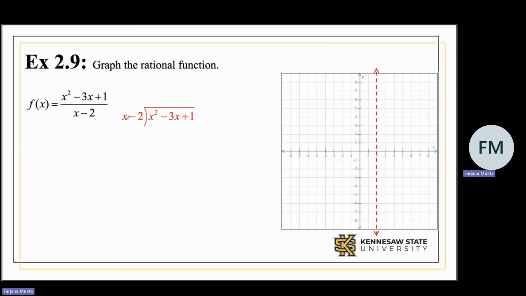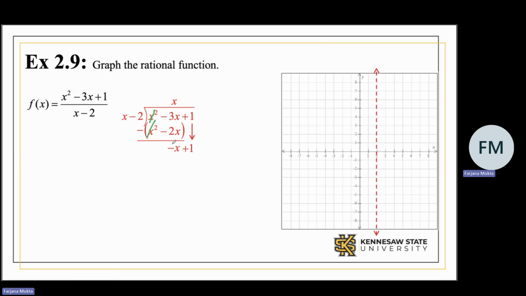What do we multiply with x to get x squared? x. If we multiply by x, we'll get x squared minus 2x. Then we'll subtract, the x squared will get cancelled. And here we'll have positive 2x. On the top, we have negative 3x. So we'll have negative x down here. And we'll take this 1 down.